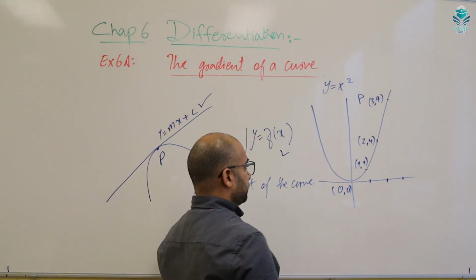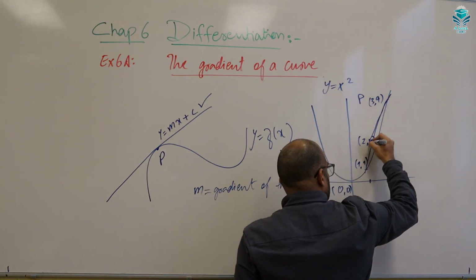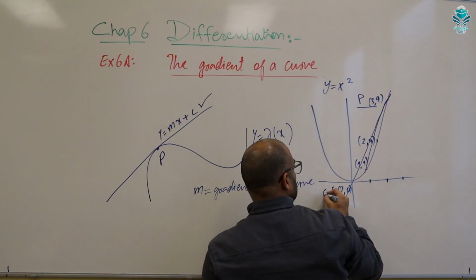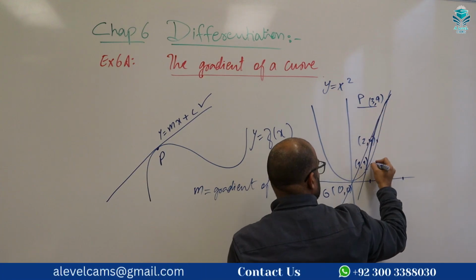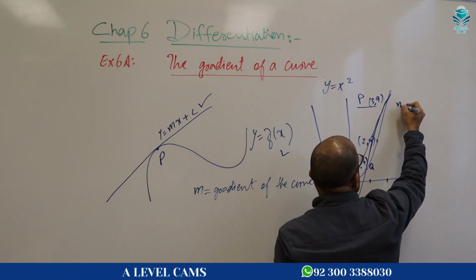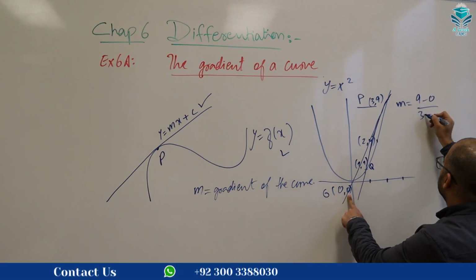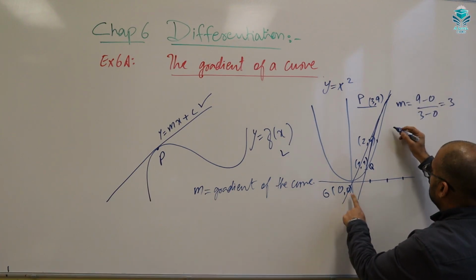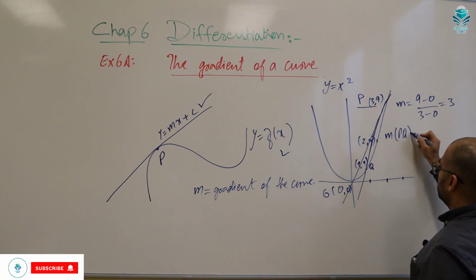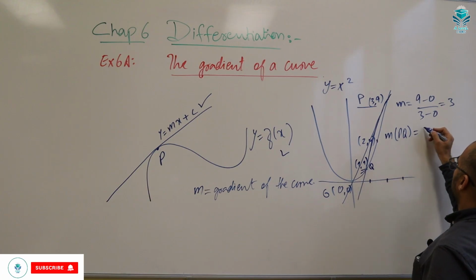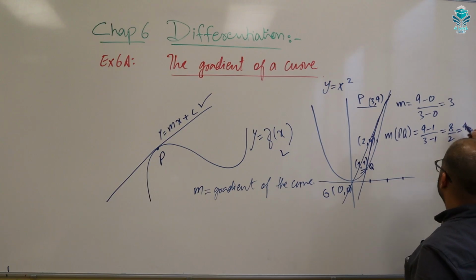So I consider a chord from point P to the origin, and a chord from P to another point, let's say Q. The gradient is defined as the difference in y over the difference in x. Now I calculate the gradient of PQ. If Q is (1, 1), you have 9 minus 1 over 3 minus 1, which is 8 by 2, which is 4.